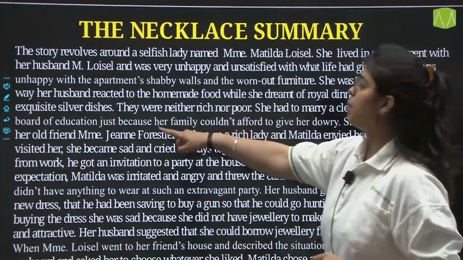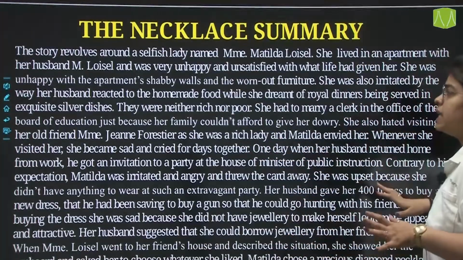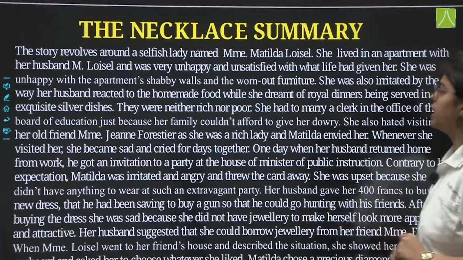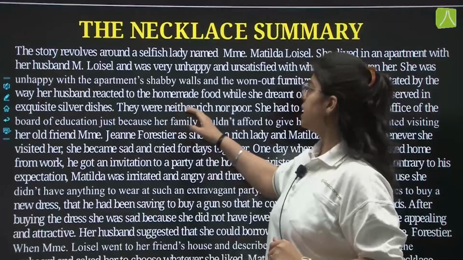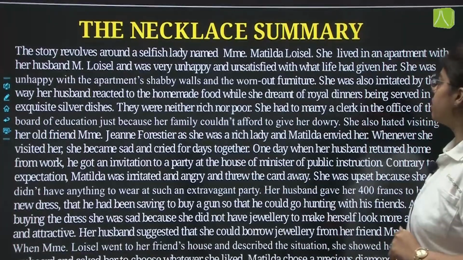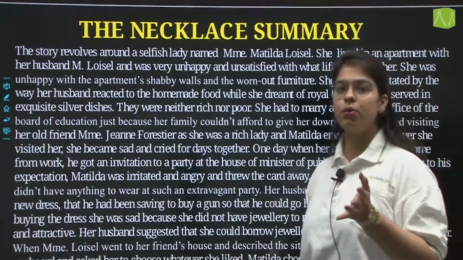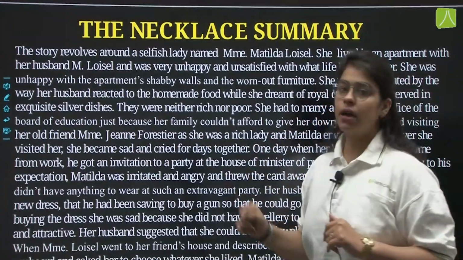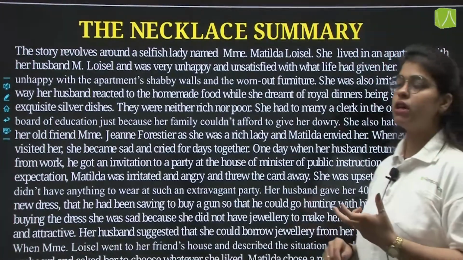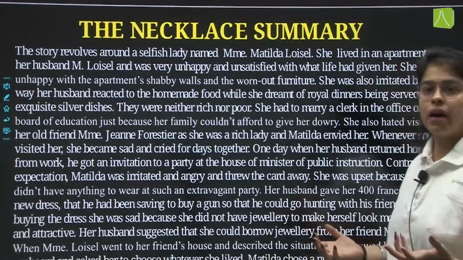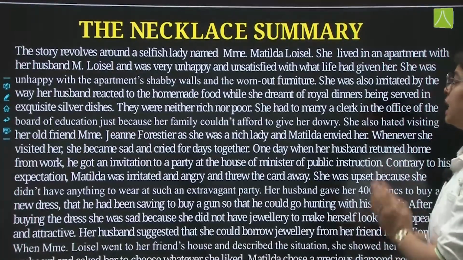So she was unhappy with the apartment's shabby walls. They were unclean, they were dirty, and the worn out furniture. She was also irritated by the way her husband reacted to the homemade food while she dreamt of royal dinners. Her husband was a satisfied man, he was happy with what he had, but Matilda Loisel was unhappy and always dreamt of royal dinners, a royal bungalow or a house, and she was not at all happy with the present life she was leading.